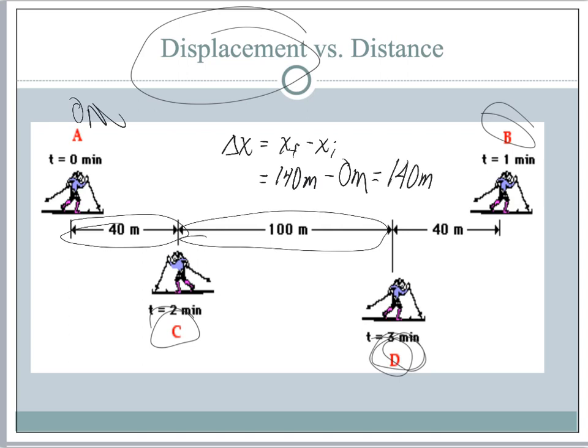Now I've purposely made a mistake here. I said the displacement is 140 meters. Does 140 meters have a direction? No, it does not have a direction. So you would want to include some sort of direction in this. Well, perhaps we have a compass and we know that she was traveling due east. Well, then you could put 140 meters to the east.